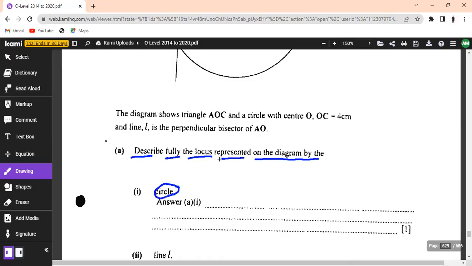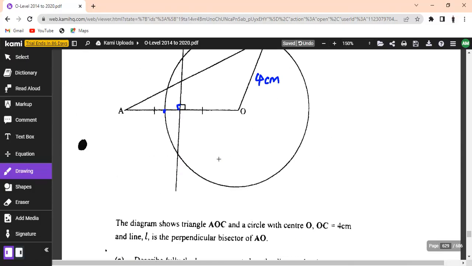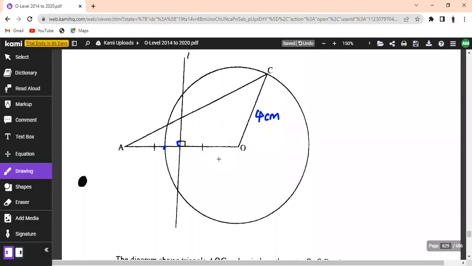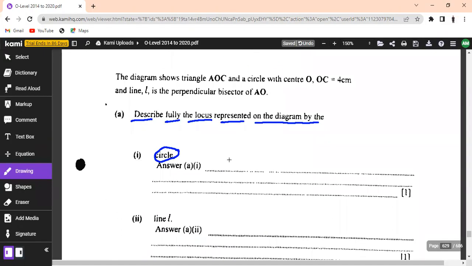What does a circle represent? Remember, guys, I told you a circle represents the locus of points which are equidistant from a fixed point, and our fixed point in this case is the center O. So in this case, we have a distance from the center to the circumference, which is 4 centimeters. So it means we drew a circle of 4 centimeters from O. That is how you describe a circle.